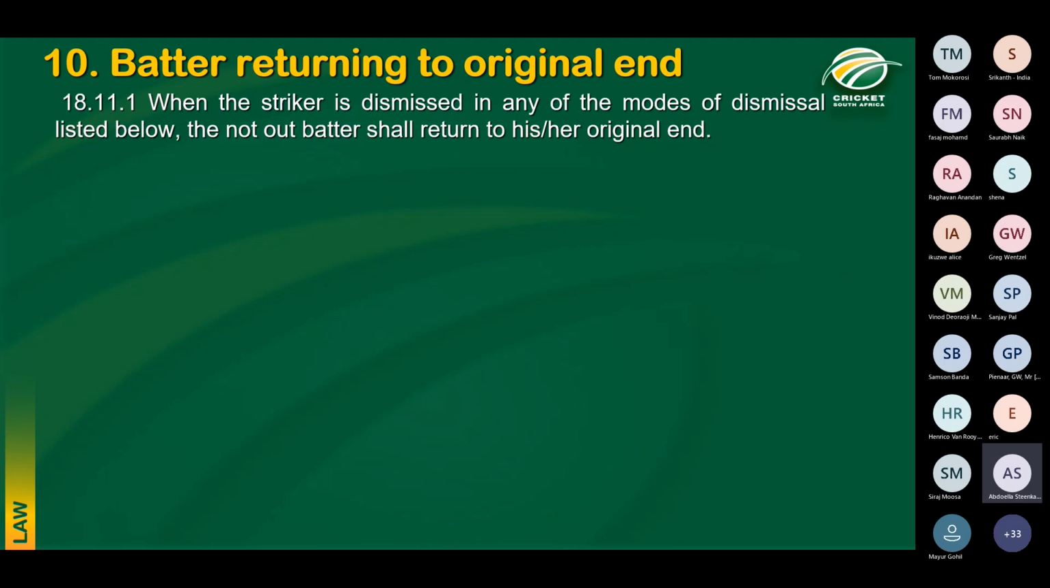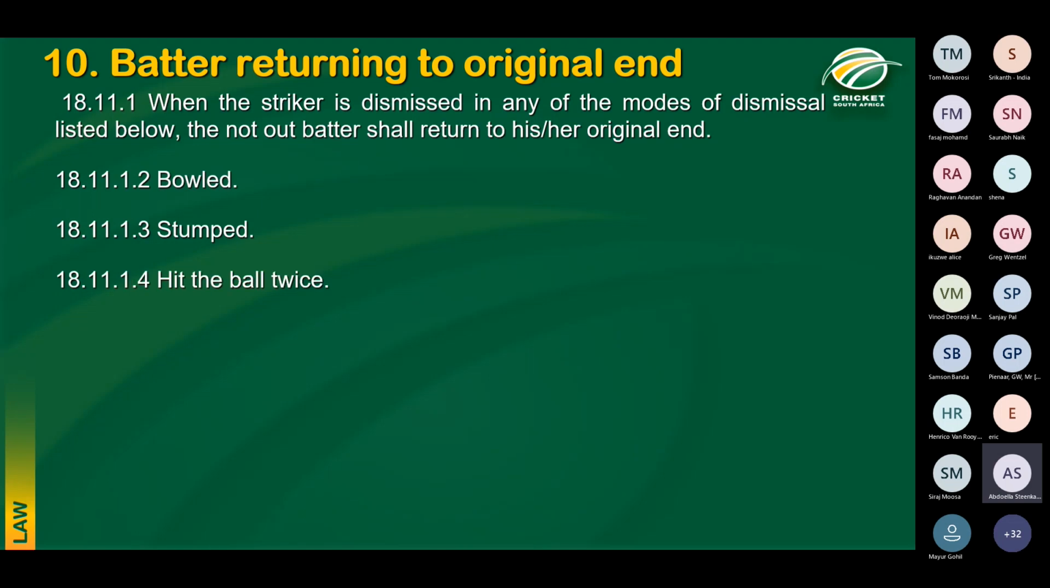When must the batter return to his or her original end? When the striker is dismissed in any of the following modes that we're going to cover, the not out batter needs to return to his or her original end. If the striker is out bowled, the next ball must be faced by the new batter. The not out batter cannot now say, I'll face the next ball. The not out batter needs to go back to his or her original end. Similarly, stumped, or if you get dismissed hitting the ball twice, the not out batter needs to return to the original end.